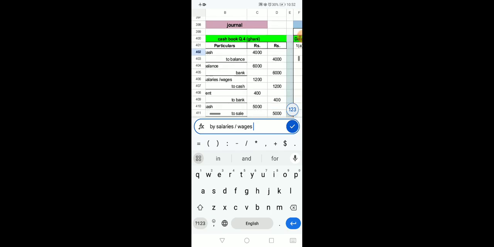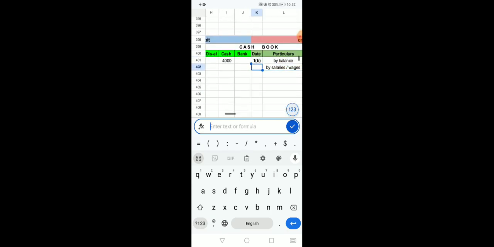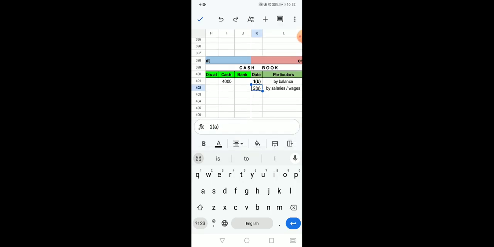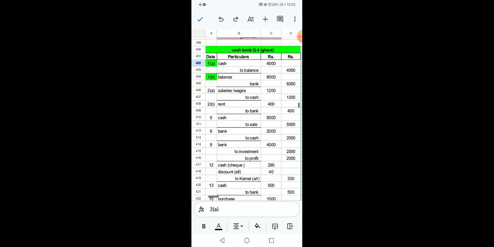Now see the date, which is 2A. Write down 2A in the date column. 2A was having only one element to be posted, and that has been done. It means entry is completed. Mark it as it has been done.